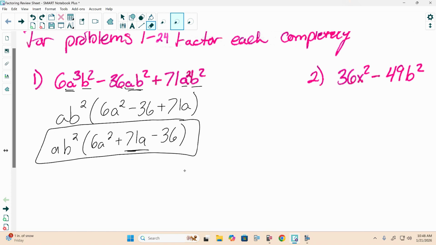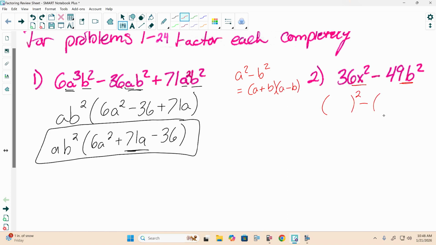Questions on number 2? Number 2, we have 2 things being subtracted, so there's a good chance it's a sum or a difference of perfect squares or a difference of perfect cubes. X squared, b squared, hinting at difference of perfect squares. Our difference of perfect squares formula is a squared minus b squared, which factors to a plus b times a minus b, where a and b are the terms multiplied by themselves to give us the first and third terms. So to find a and b, well, we need to see what times itself gives us 36x squared.